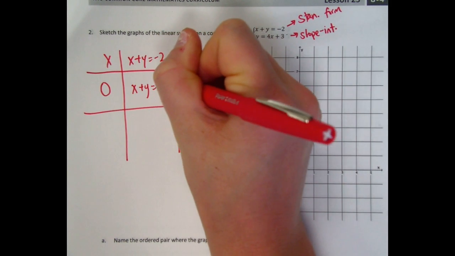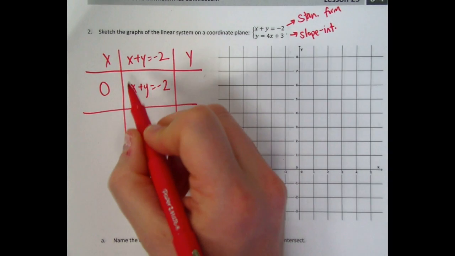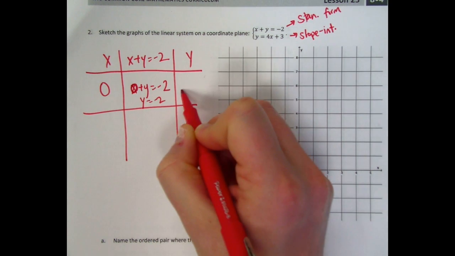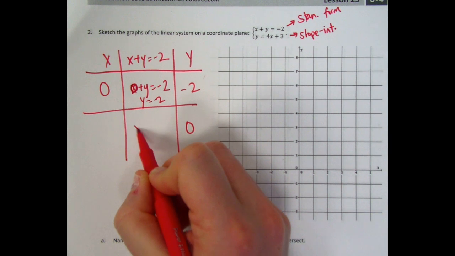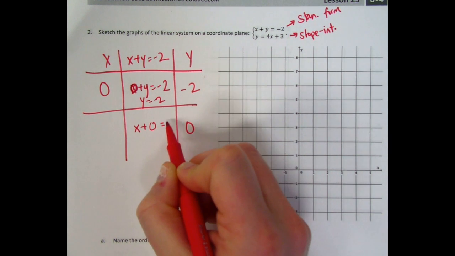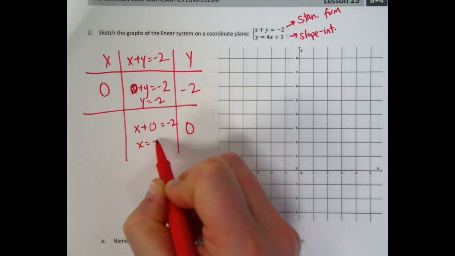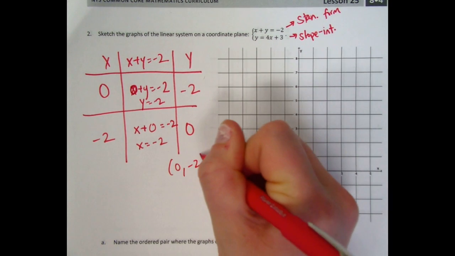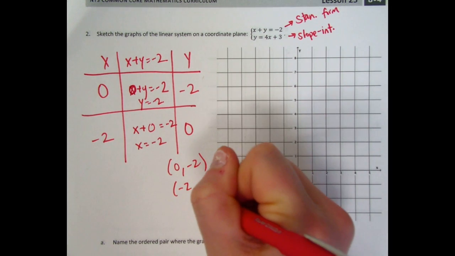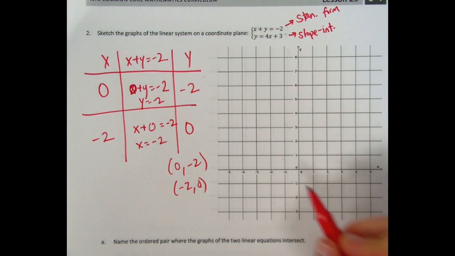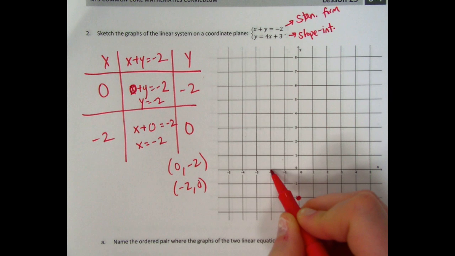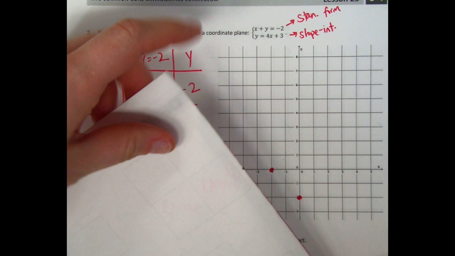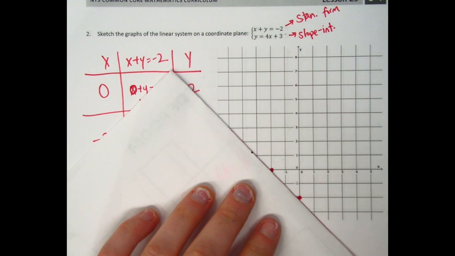X plus y equals negative 2. Oops, sorry, x is 0, so then we get just y equals negative 2. Next, we have x plus y, with y is 0, equals negative 2, which is just x is equal to negative 2. I'm going to graph those 2 points, 0, negative 2, and negative 2, 0. Get my straight edge and make a line.